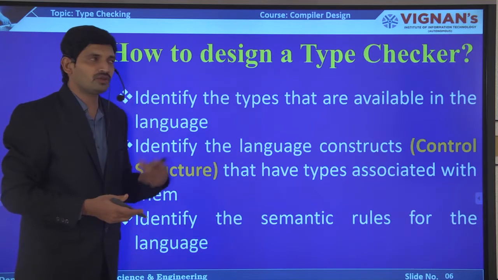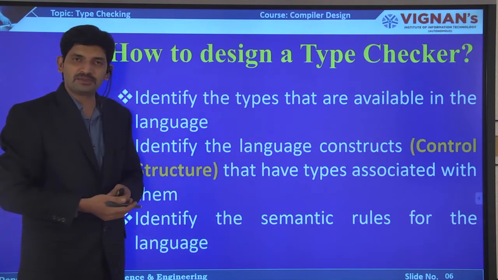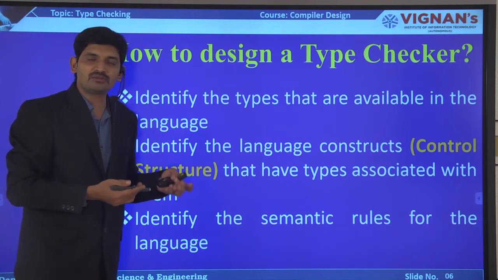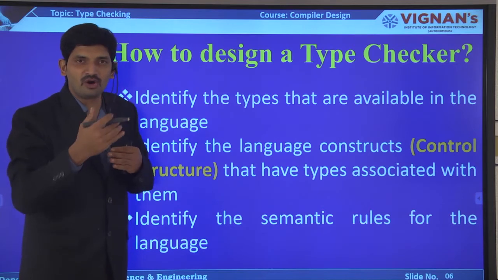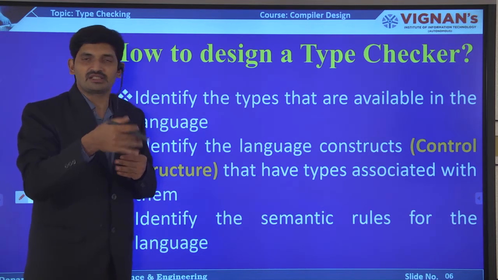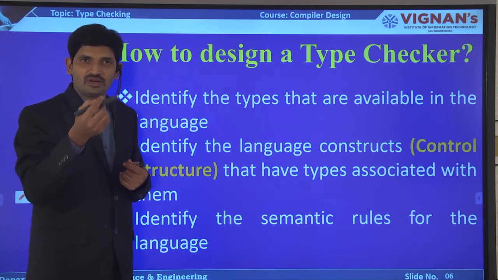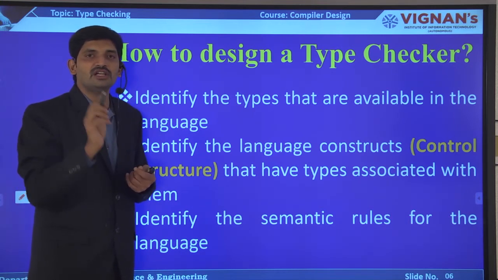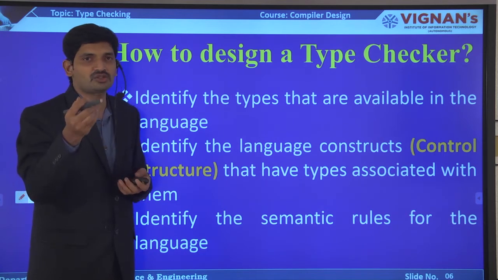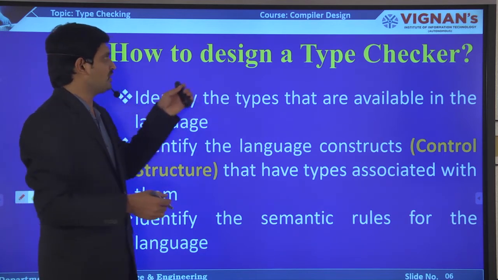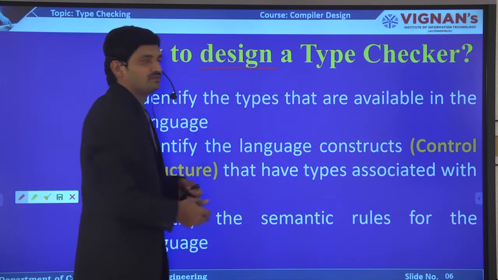Now the question is, how to design a type checker? A type checker means we have to check all the operations, or all the syntax and semantic rules, for those particular operations. If any operation is violating the rules, then immediately it has to generate an error. Now the question, how to design a type checker?